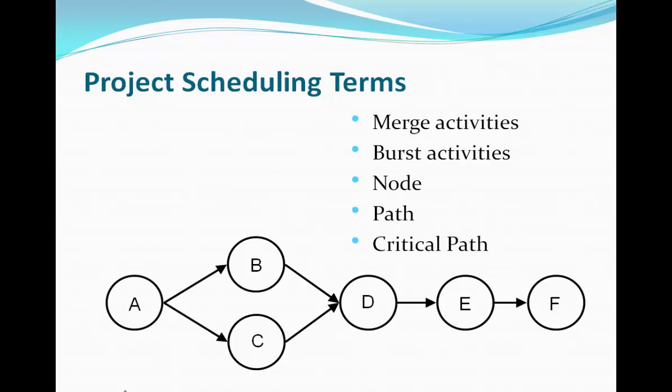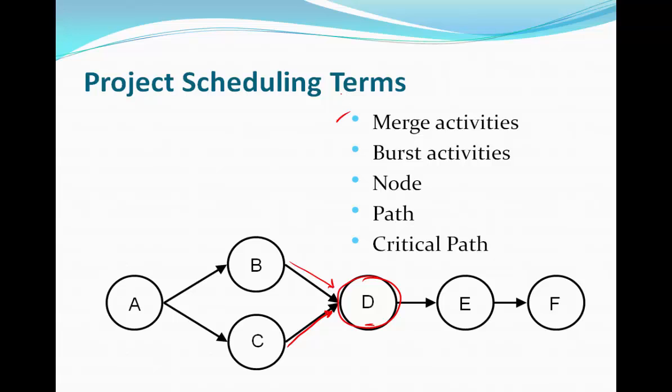A few more terms to consider here. Let's look at the first one, merge activities. In this network diagram, activity D would be a merge activity. Merge activities are those that have more than one predecessor flowing into the activity. So in this example, activity D is a merge activity, and the reason for that is you have more than one predecessor that needs to be completed before the start of activity D. Therefore, activity D is a merge activity.